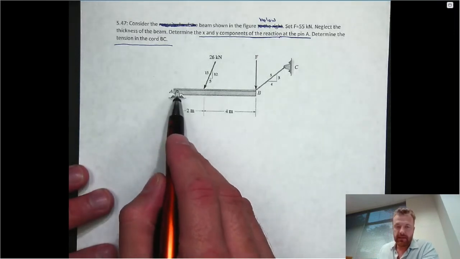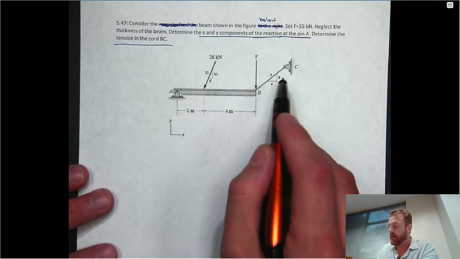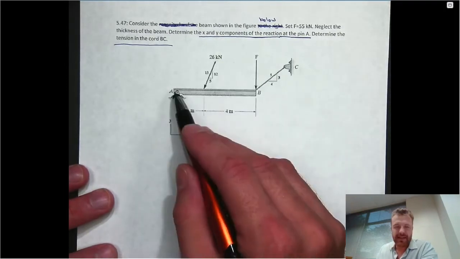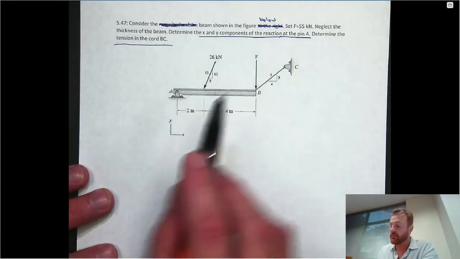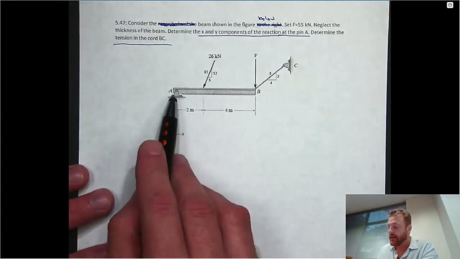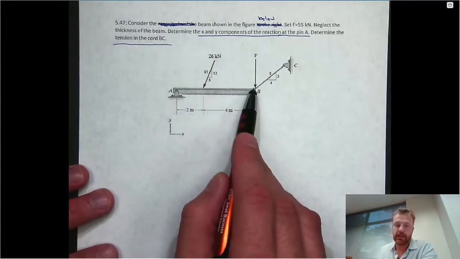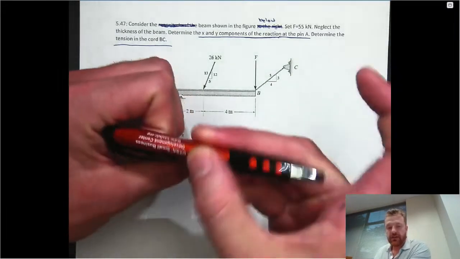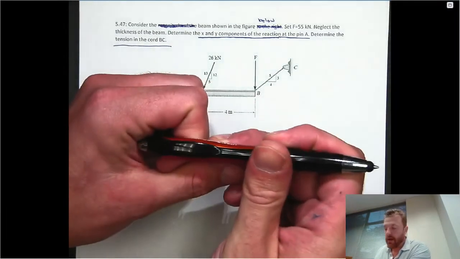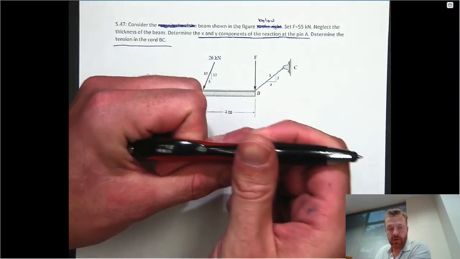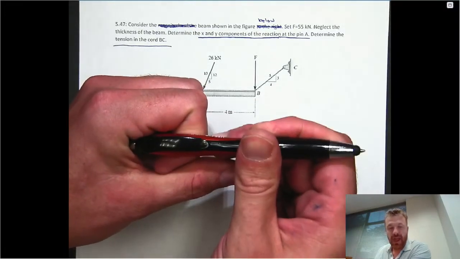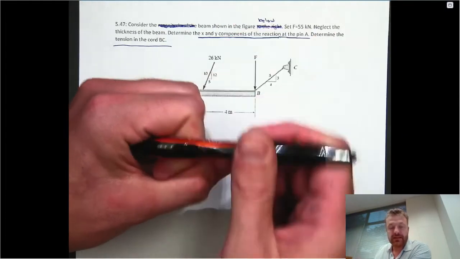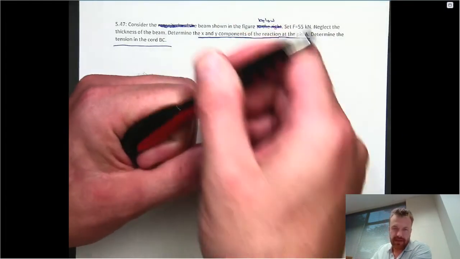At point A, we have a pin connection, and at point B, we have a cable that's attached from B to C. Now, what do we know about the nature of the reactions that are actually being supplied by the pin connection at A and the cable connection at B? Well, remember with the pin connection, that pin is capable of overcoming the tendency of the beam to translate in the horizontal direction. It's also able to keep it stationary in the vertical direction. However, the beam could still rotate freely about that pin connection.